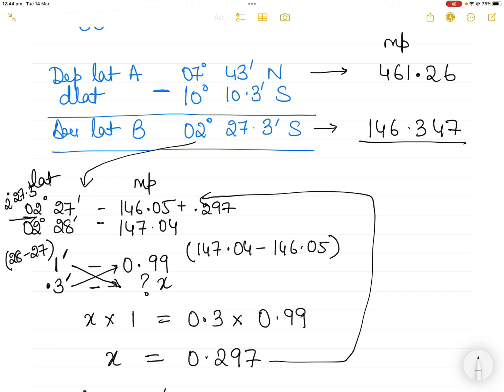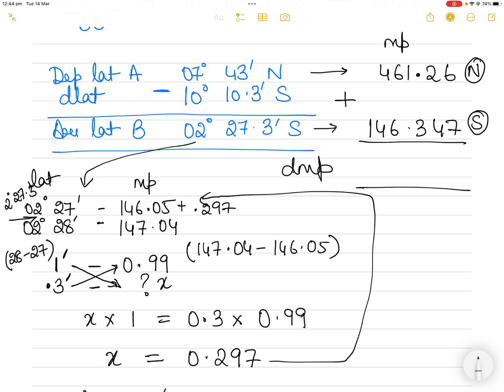Alright, now I have to find DMP, or difference in meridional parts. So one is north, the other is south. Same rules as D-lat apply. Opposite names, add the two. So remember that I found the meridional parts value for latitude A and latitude B, not the D-lat. In the exam, students often rush and find the value for D-lat. No, it's for latitude A and latitude B.